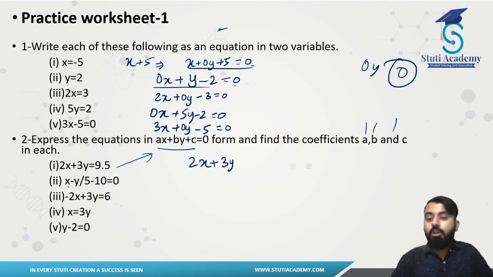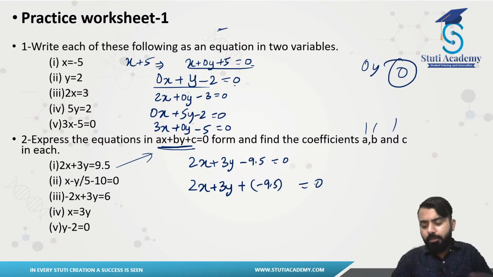This is on the right hand side, I need to have it on the left hand side. So this will be 2x plus 3y minus 9.5 equals 0. But you see, our general equation has a c which is positive, so I have to write it like this. Can I write it like this? 2x plus 3y positive, and in bracket a negative 9.5 equals to 0. Positive and negative won't matter much, but our c has this value with a positive sign. So you can simply compare this with ax plus by plus c.